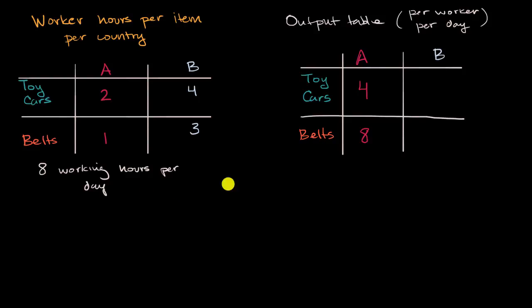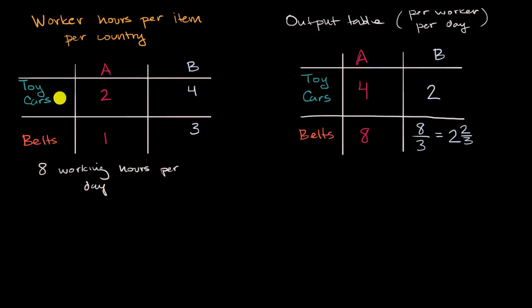And we could do the same thing for country B, and I encourage you to pause the video if you haven't done so already and try to fill this column out. Well, in country B, if it takes 4 hours to produce a toy car per worker, that means you take 8 hours divided by 4 hours, and you could produce 2 toy cars in a day per worker. If it takes 3 hours to produce a belt, well then you take your 8 hours, divide it by 3 hours per belt, and you're going to be able to make 8/3 belts per worker per day. This is the same thing as 2 2/3 belts per worker per day.